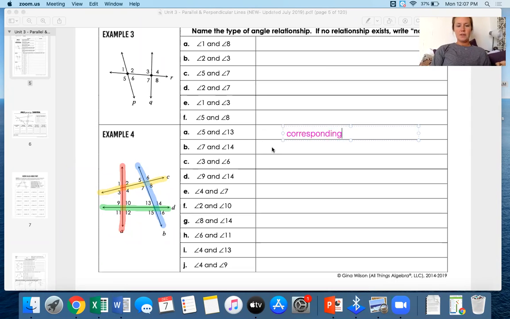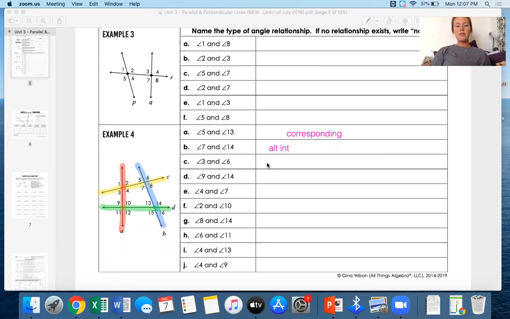Perfect. Then we have 7 and 14. So 7 and 14 are both on that blue transversal. They're both on the inside, but they're on opposite sides. 7 and 14. Alternate? Yeah, they're alternate. This is why I'm not spelling. Alternate interior because they're both on that inside.